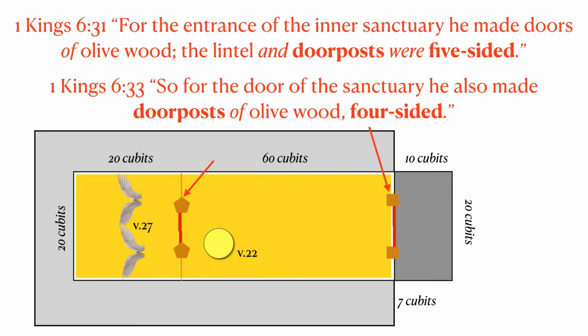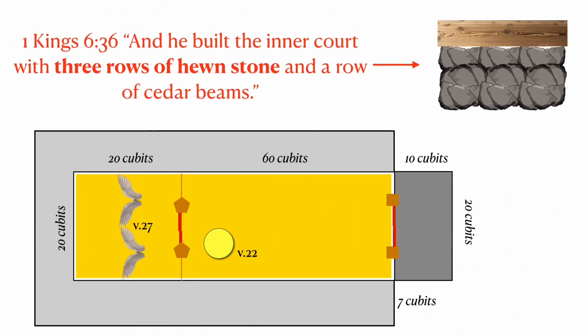For the entrance of the inner sanctuary, he made doors of olive wood. The lintel and doorposts were 5-sided. So for the door of the sanctuary, he also made doorposts of olive wood, 4-sided. And he built the inner court with 3 rows of hewn stone and a row of cedar beams.